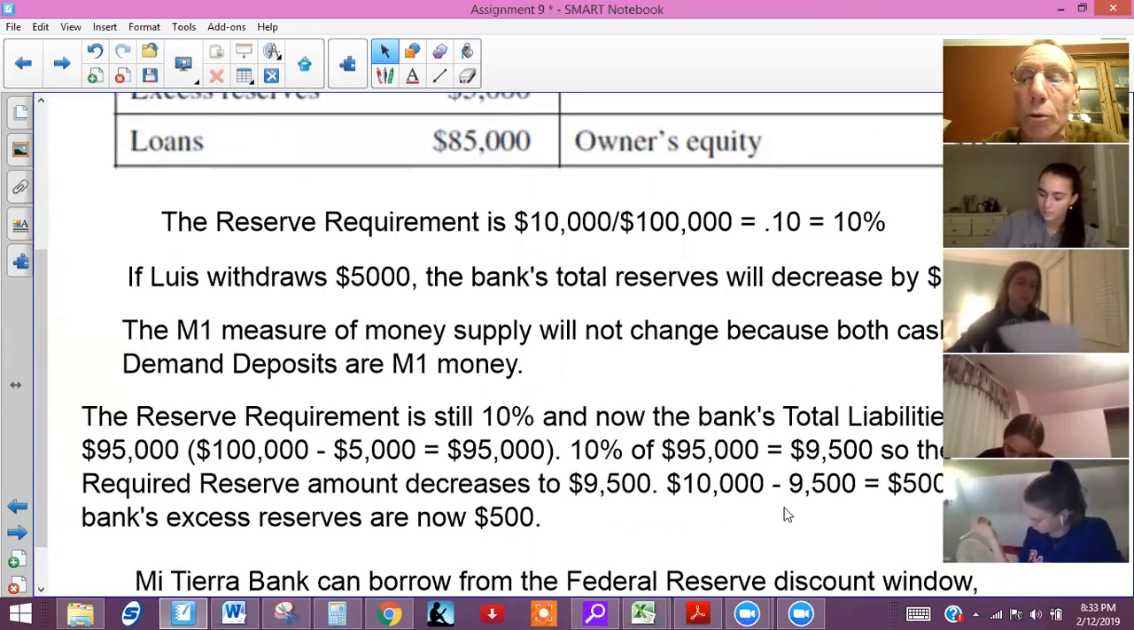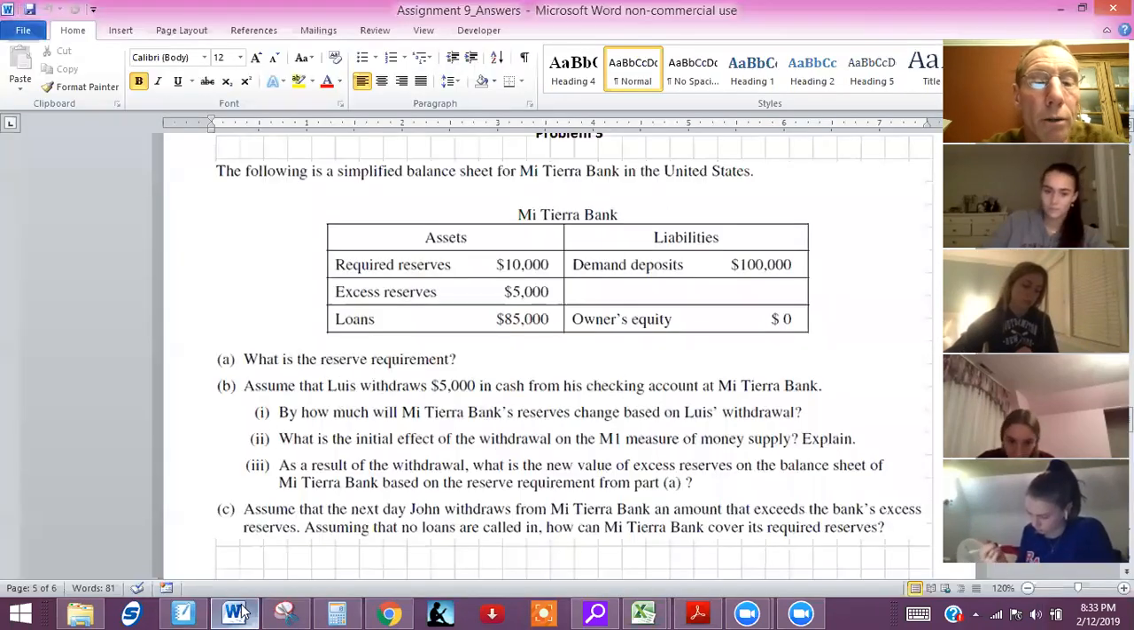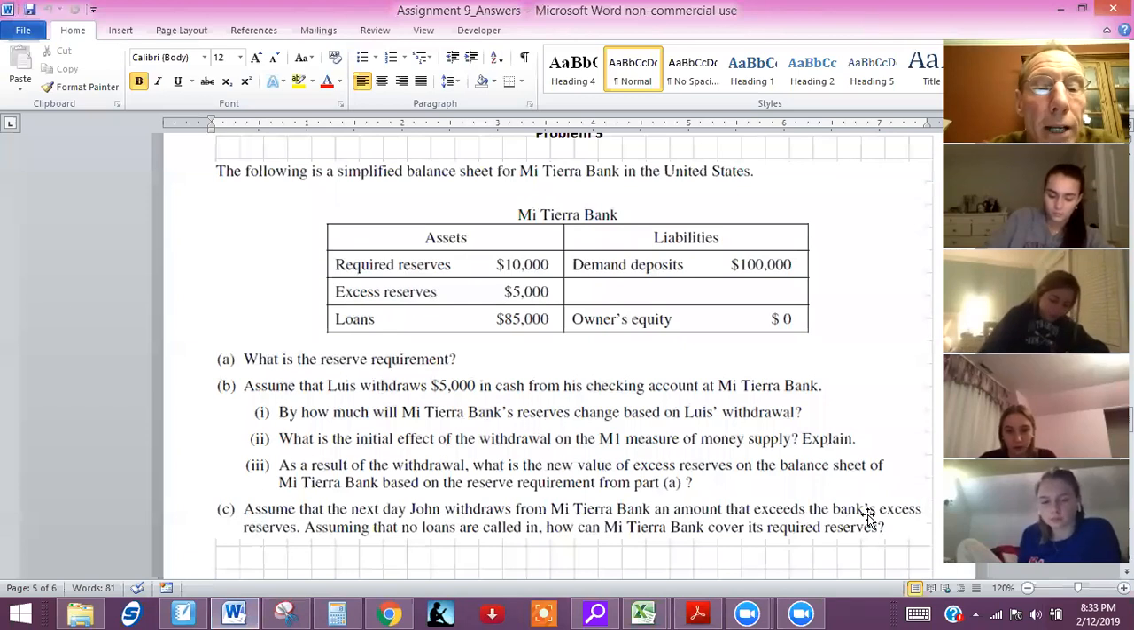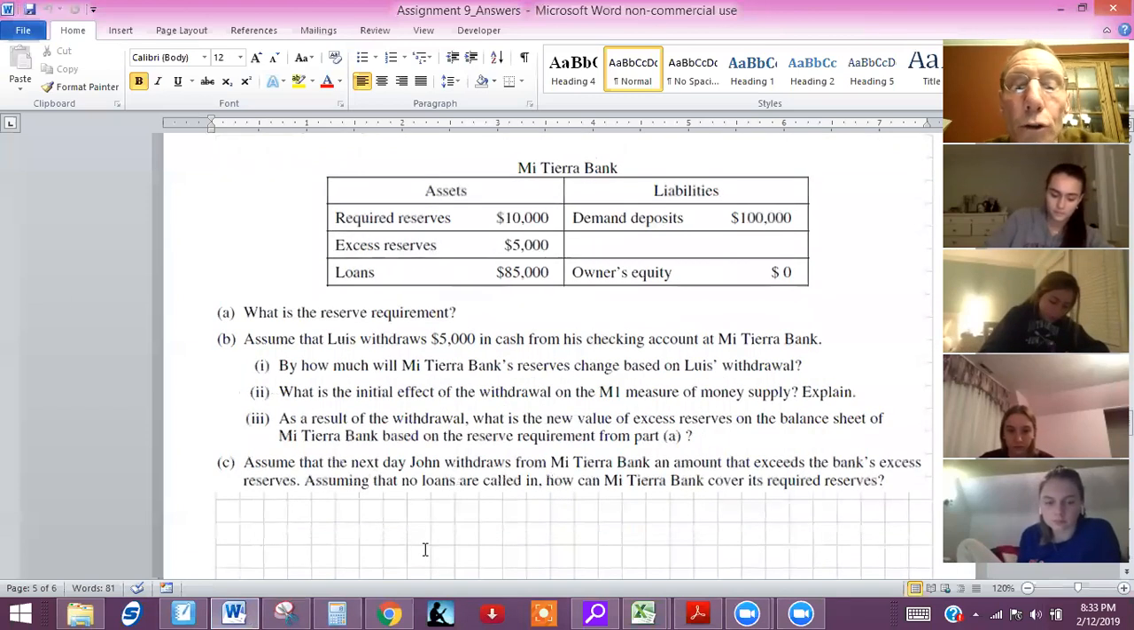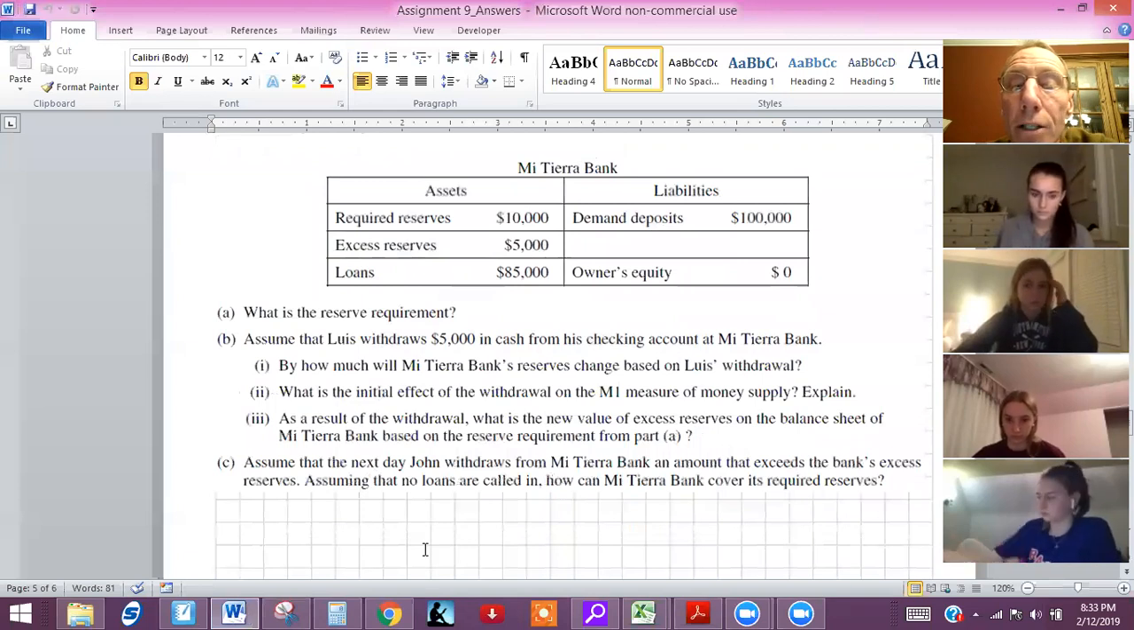Okay, so I want to make sure we understand how this happens. So the next question is, as a result, I'm in part B3 right here. As a result of the withdrawal, what is the new value of excess reserves on the balance sheet of Mi-Tierra?